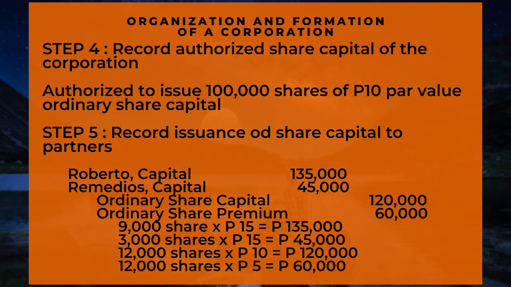9,000 shares times 15 pesos is equal to 135,000 pesos. 3,000 shares times 15 pesos is equal to 45,000 pesos. 12,000 shares times 10 pesos is equal to 120,000 pesos. 12,000 shares times 5 pesos is equal to 60,000 pesos.